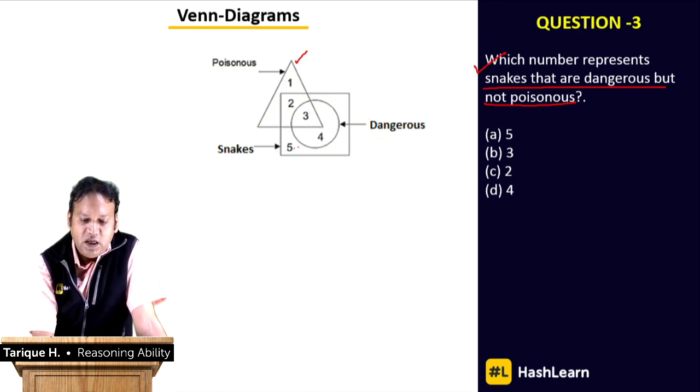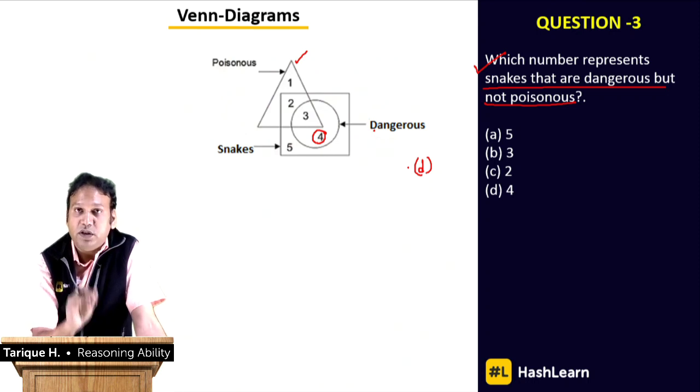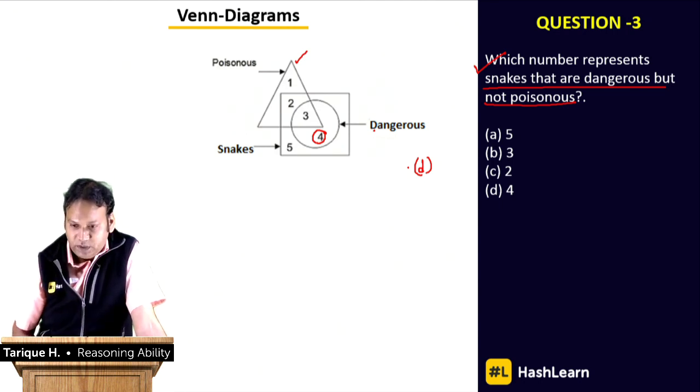We are looking for snakes which are overlapping in the circle but not in the triangle. So we have only 4 such snakes which are in the circle for dangerous but not in the triangle for poisonous, and therefore the answer is D. So this is how we get these questions done. The three areas have to be clearly understood. What are the three diagrams here? Triangle is for poisonous, circle is for dangerous and the square is for snakes.